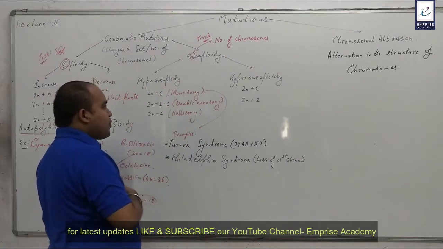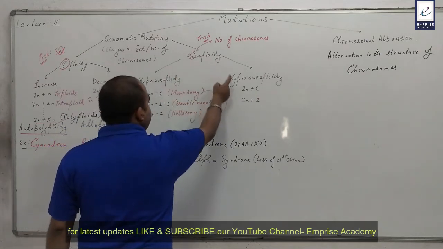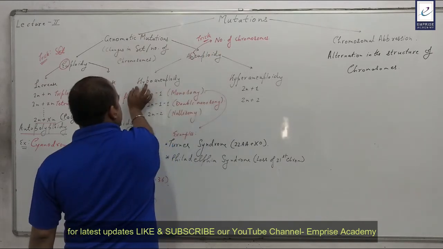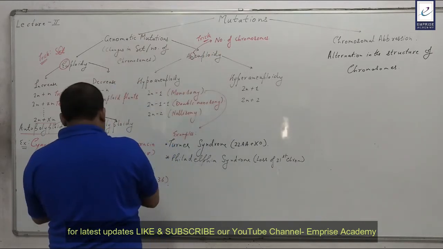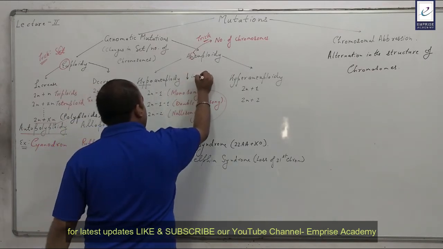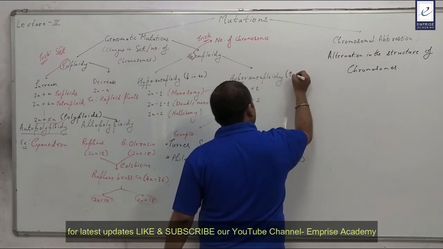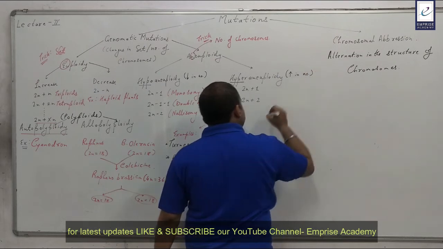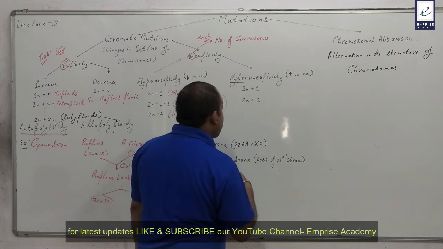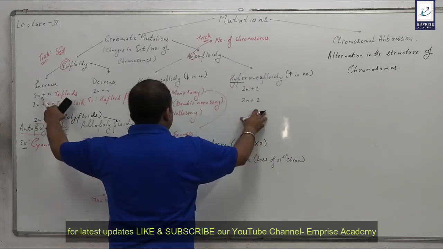The other one is hyperaneuploidy. In the case of hyperaneuploidy, there would be an increase in the number of chromosomes. Here, the word hypo means decrease in number of chromosomes, and hyper means increase in number of chromosomes. Here the chromosomes are going to be increased, and the difference is that earlier the sets of chromosomes were increased.